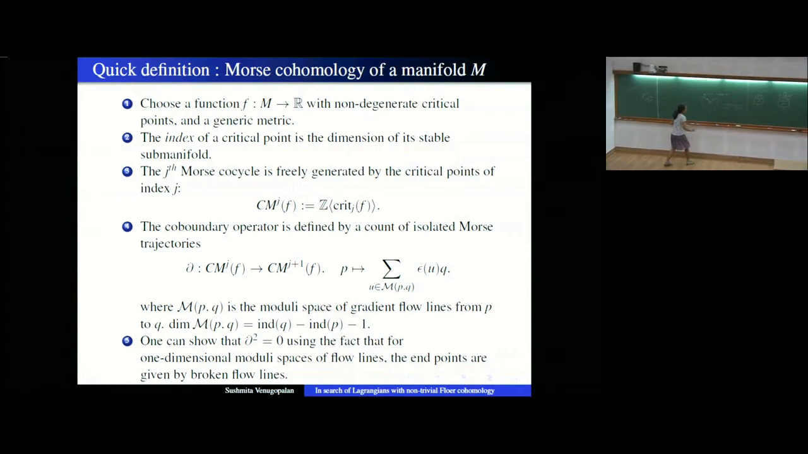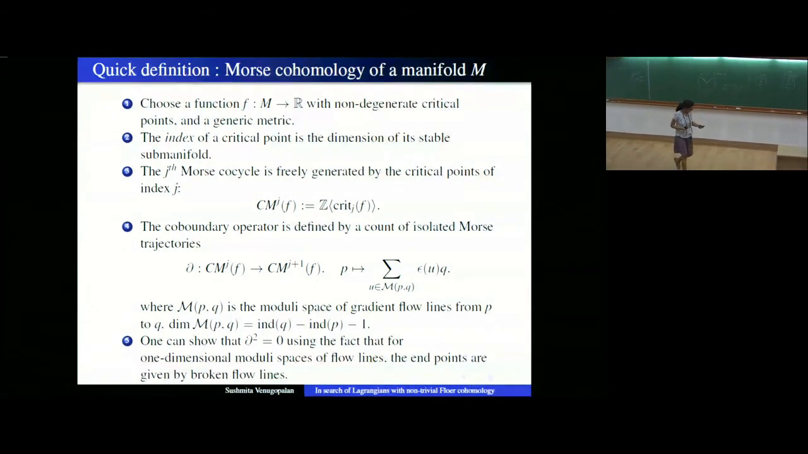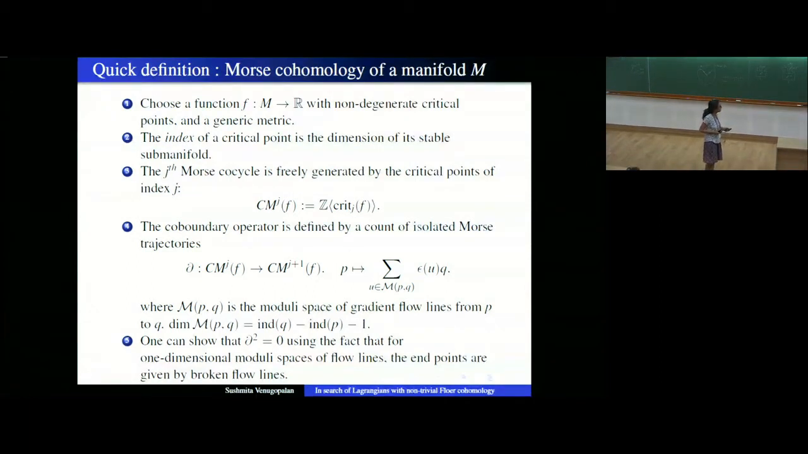So these are the isolated flow lines, and using these, I define the coboundary operator: if the flow line is going from P to Q, then it would contribute with some sign to the coboundary operator of P. M_PQ is the moduli space of gradient flow lines from P to Q, and the dimension of this moduli space is given by the difference of indices. So this will be 0 only if the indices differ by 1.